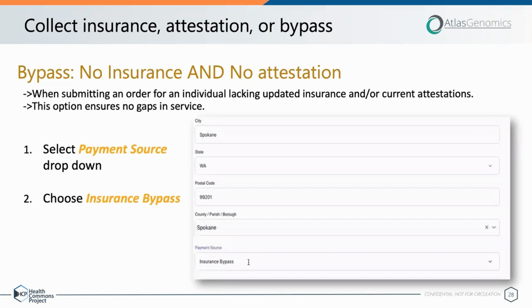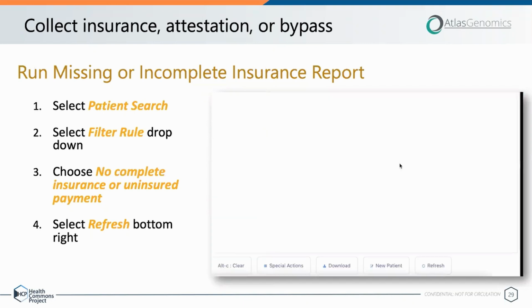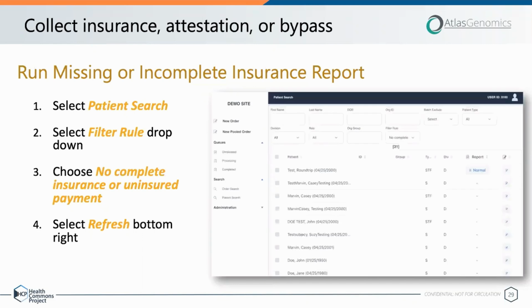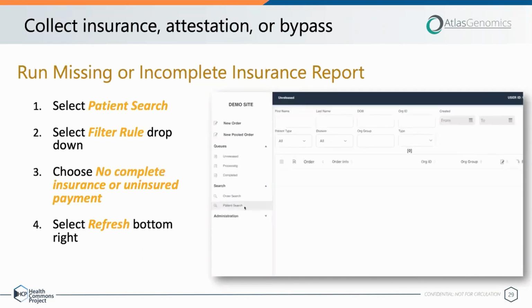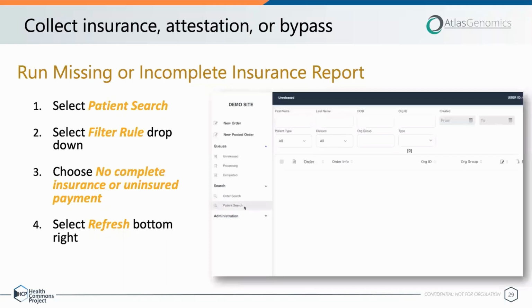If you want to run a report on students or their households who have or have not filled out or registered on TestDirectly, there is a report you can run. And it's quite simple. You just select patient search, filter drop down, no complete insurance or uninsured payment, and then you use that refresh button at the bottom right.